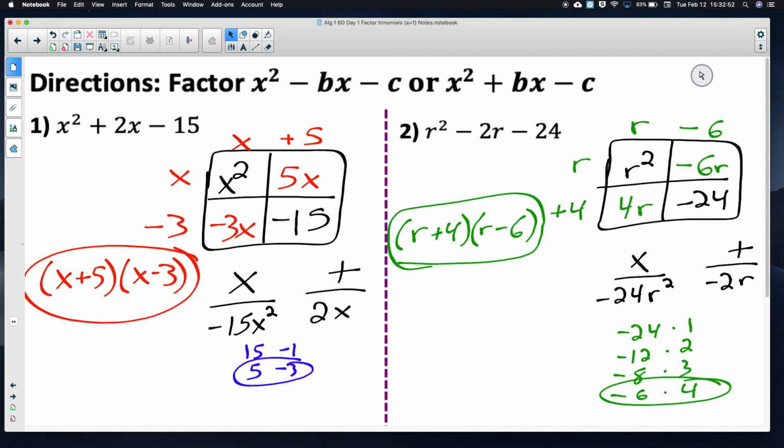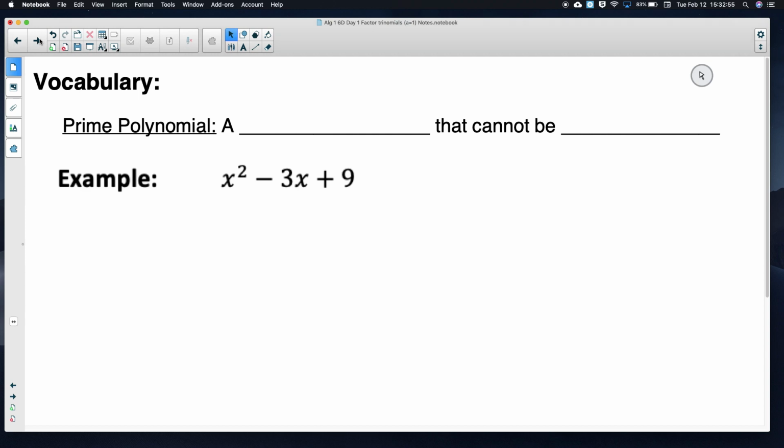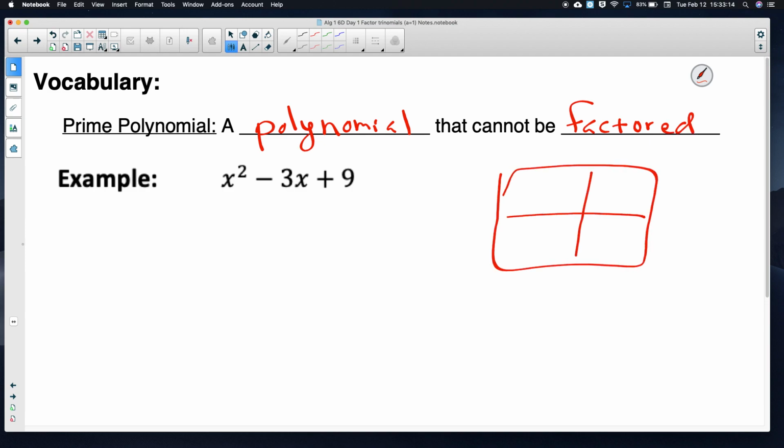Alrighty, so ladies and gentlemen, you have some you try nows. Oh, I'm sorry, I forgot one more thing. A prime polynomial. One easy idea is a prime polynomial is a polynomial that cannot be factored. Cannot be factored nicely. So for example, if you're using your box and you have 2 things that multiply to 9x squared and add to negative 3x, and you're going through this and you're like, well, the factors of 9 are 9 times 1.